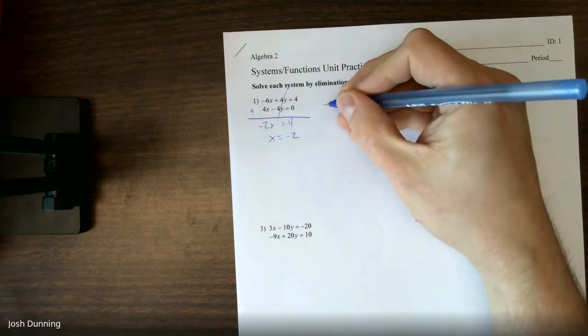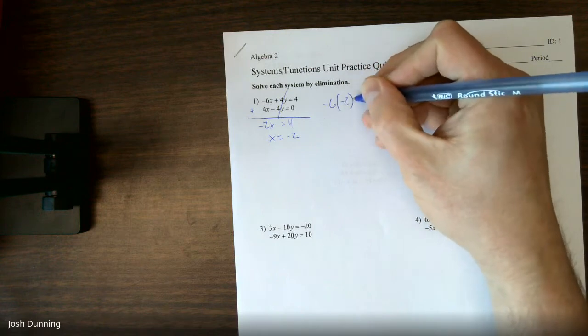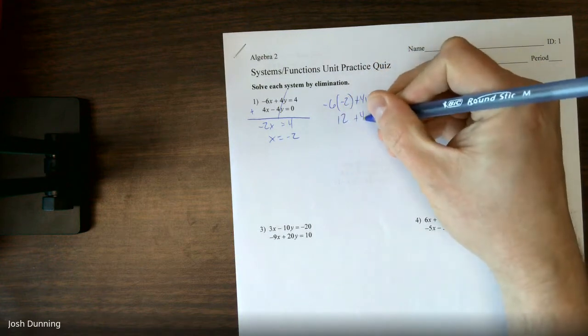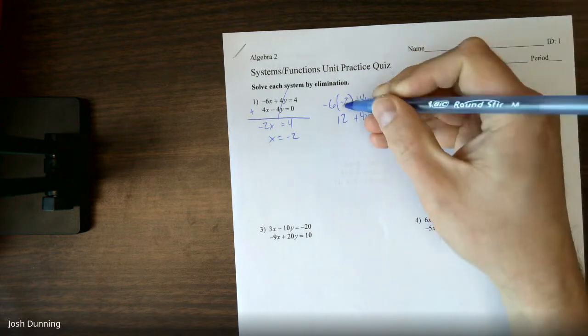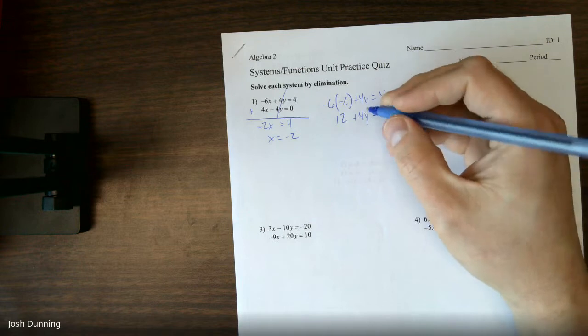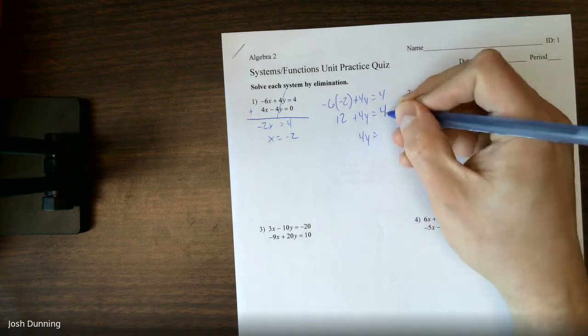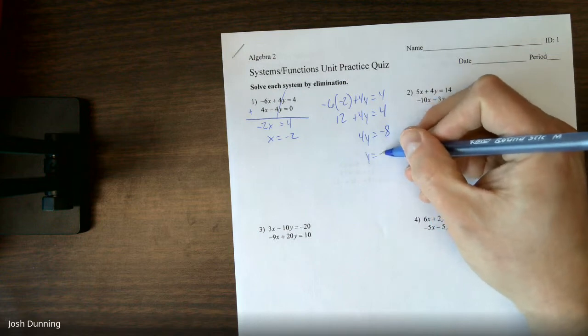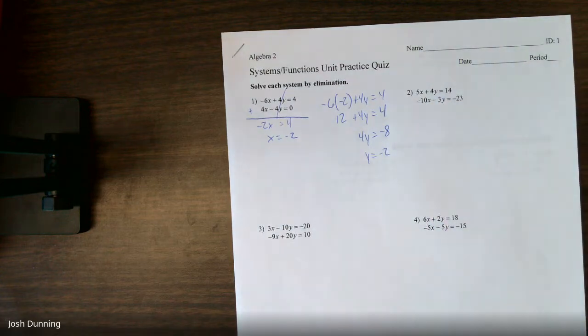I'll pick the top one. Doesn't really matter. Negative 6 times negative 2 is positive 12, so we're going to subtract 12 from both sides. 4 minus 12 is negative 8. Divide by 4, negative 2. Now on 2.